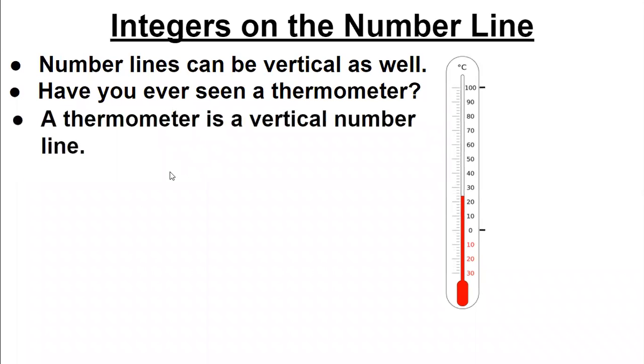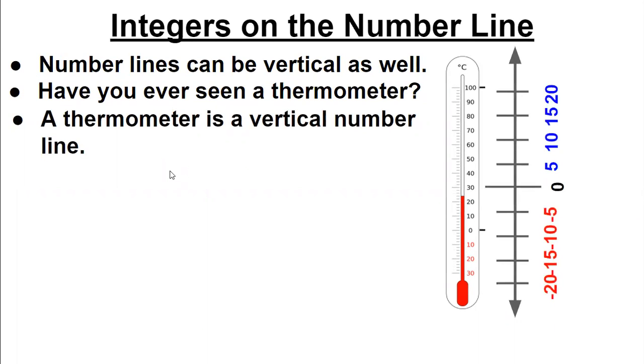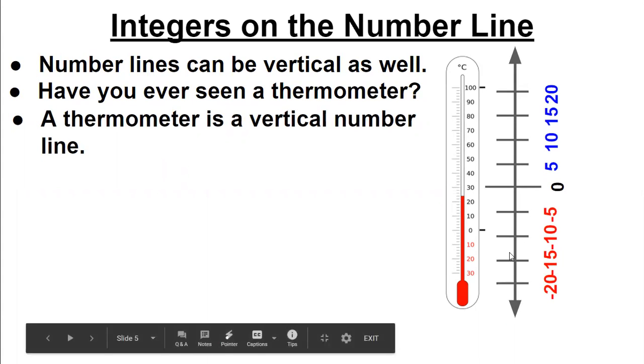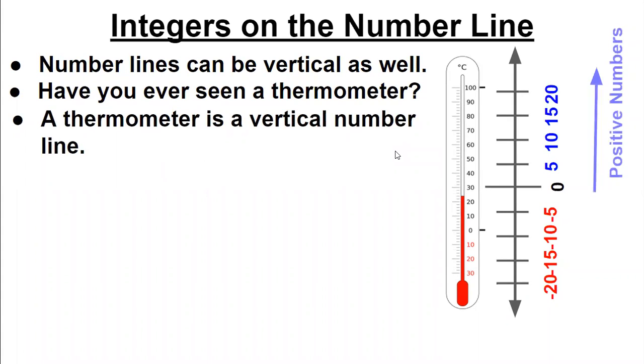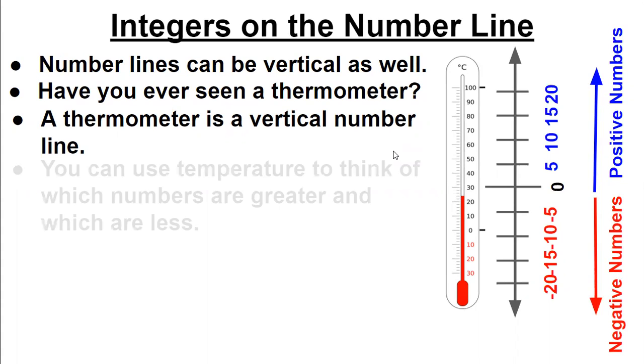Let's take a look at one. A thermometer is a vertical number line. Here, we'll put a number line next to it. This is a different number line, with different numbers. I went by 5 so that I could get bigger numbers on our screen. 5, 10, 15, 20, these are the positives. Negative 5, negative 10, negative 15, negative 20, those are the negatives. Positives go up, negatives go down.